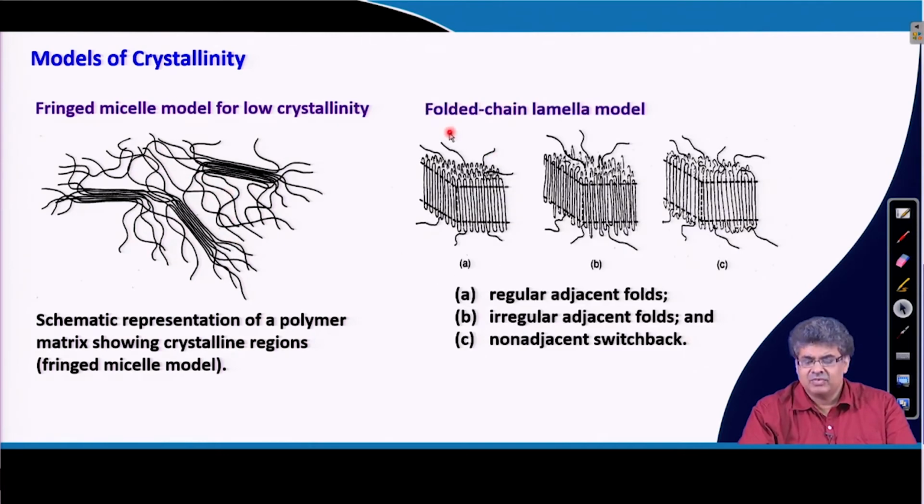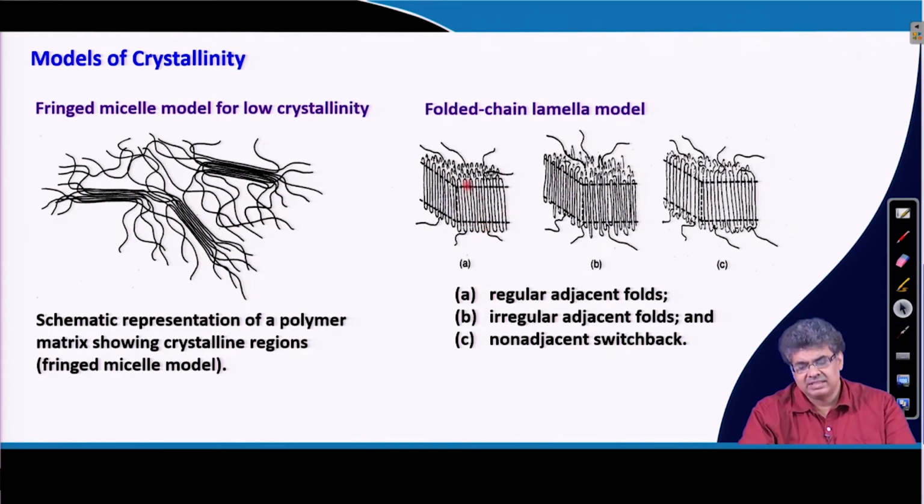There is another model for crystallinity, the folded chain lamina model, where basically these lamellas, crystalline laminas, are formed by arrangement of folded chains. Again, one lamina will contain many more polymer chains, and similarly one polymer chain can be part of more than one lamina, and there could be three possible lamella models.